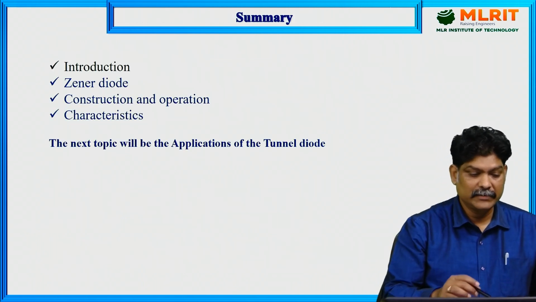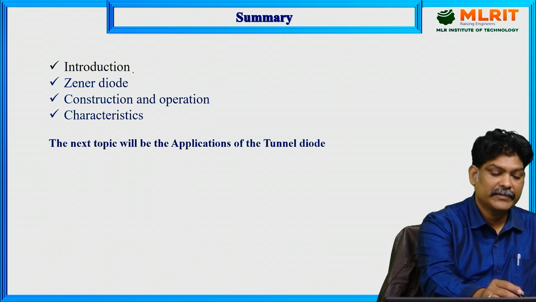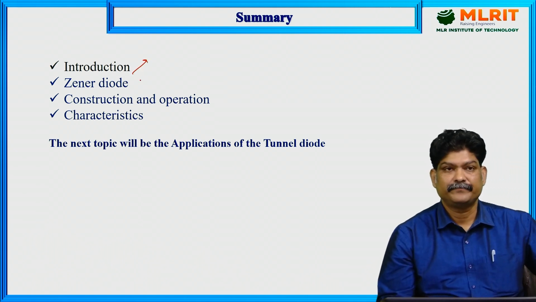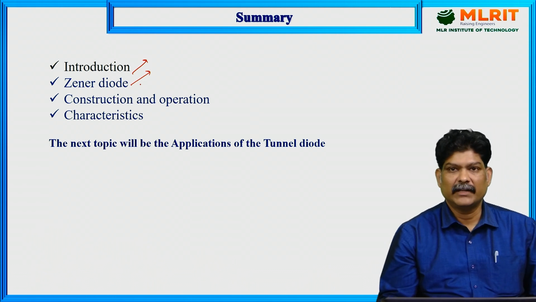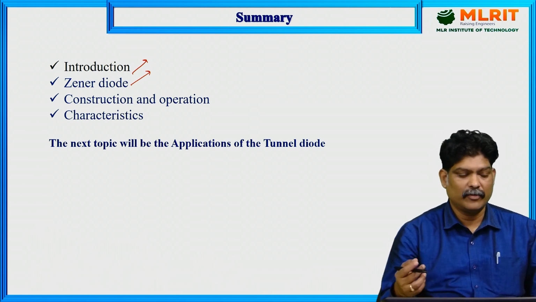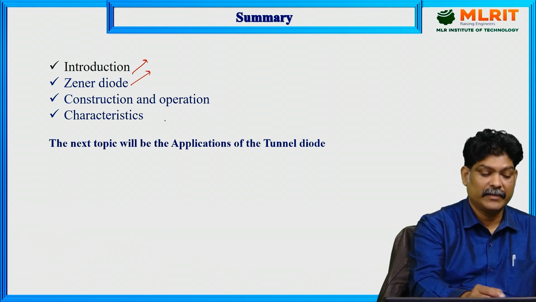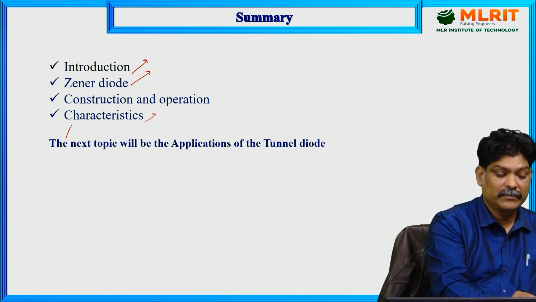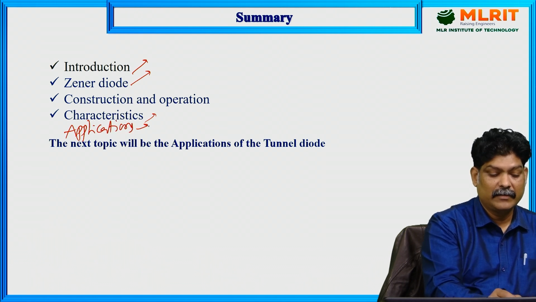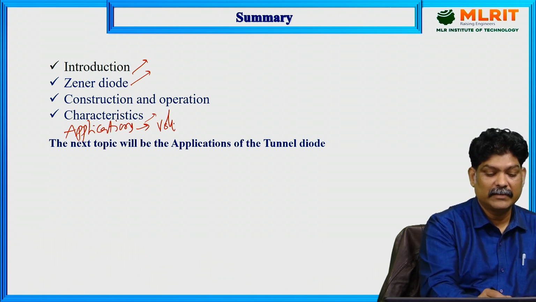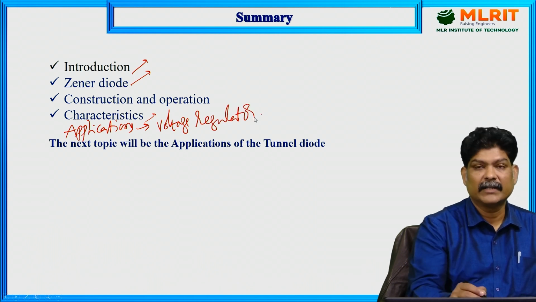So let us summarize what we have learned today. We started with the introduction to the Zener diode, and we discussed the different Zener diode applications, construction and operation, and then characteristics. We discussed the applications, particularly the Zener as a voltage regulator.